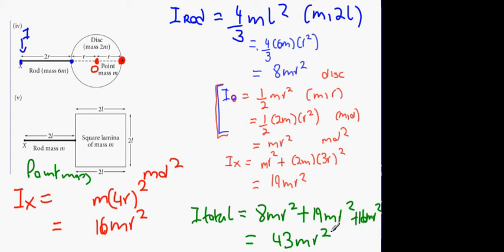43 mr squared. If you're not told about the point mass, you still have to use it. Oh no, if there's no point mass, you don't use the formula for it. It's not mentioned, but it's mentioned in part 4 and then in part 5.